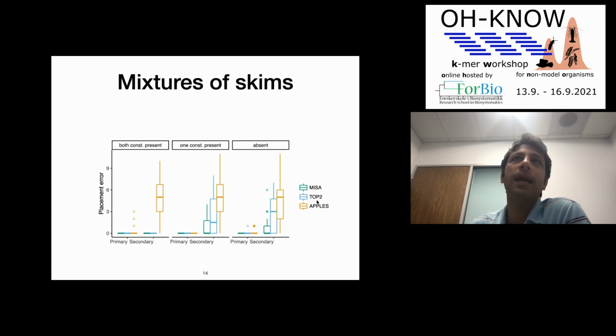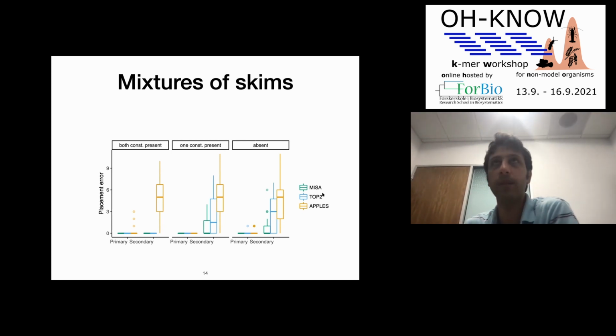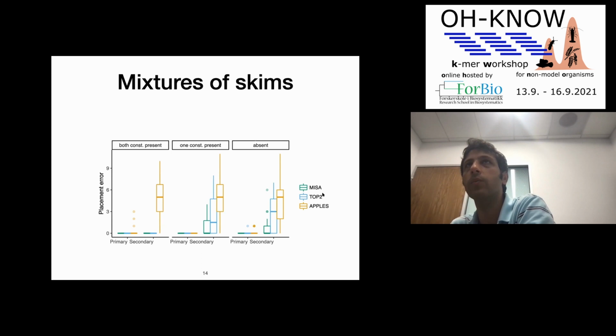The top 2 and apples were methods that existed before. So when we developed MISA, we were comparing it to existing things. I'm not suggesting you should use the other methods. I'm suggesting if you have a mixture of 2 things, you should use MISA. It's just that this is a comparison to the existing methods to see how it works.